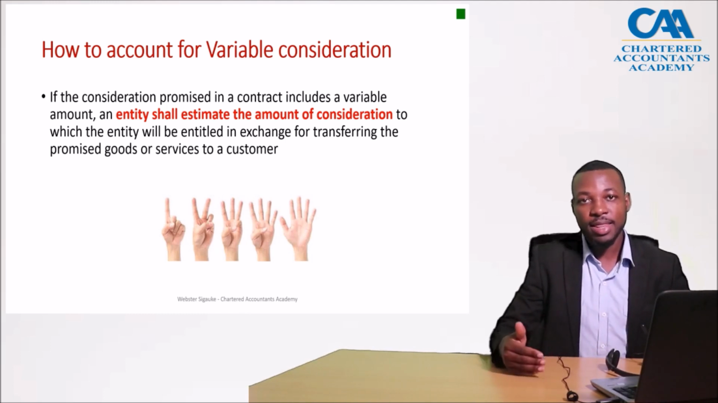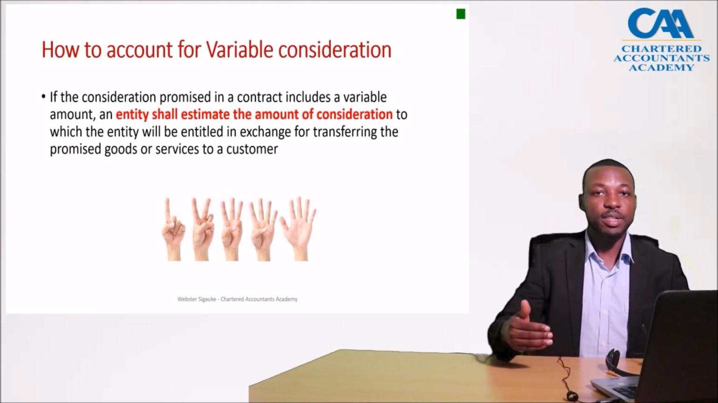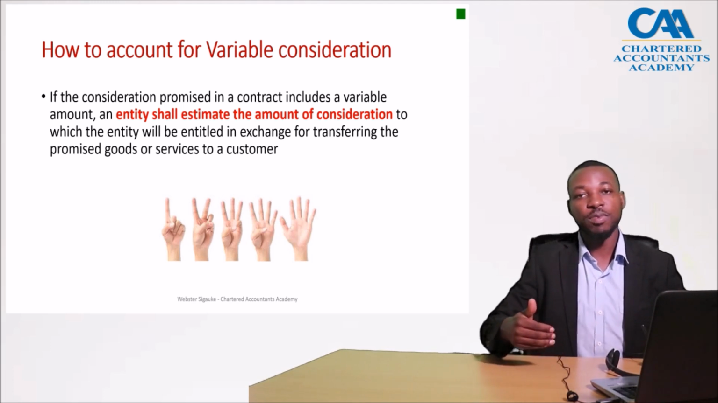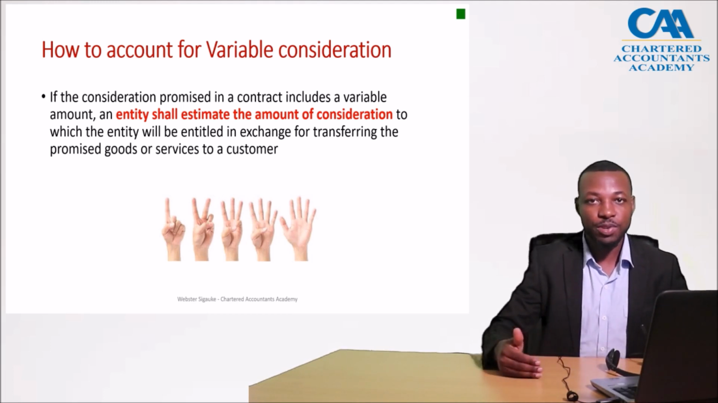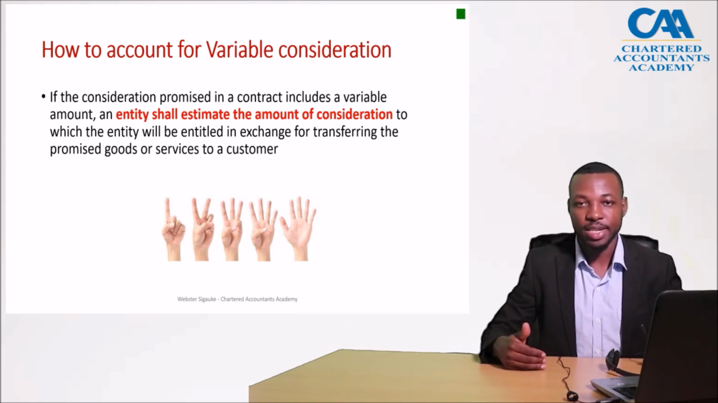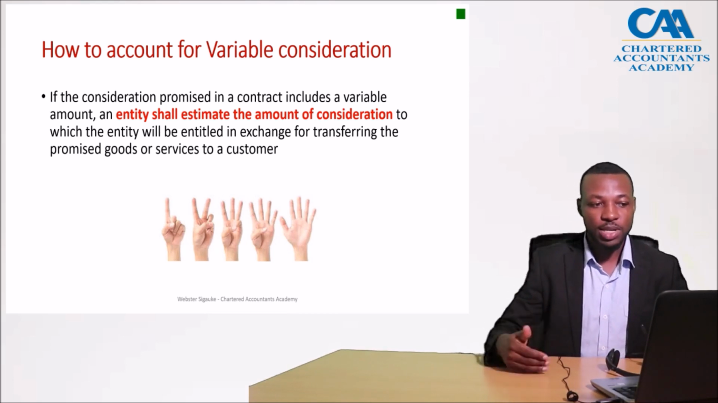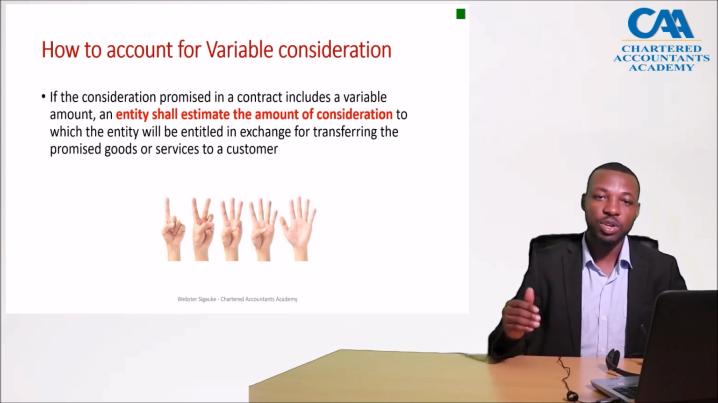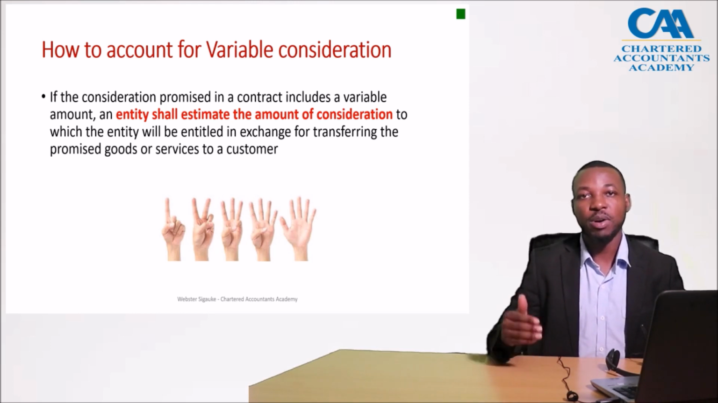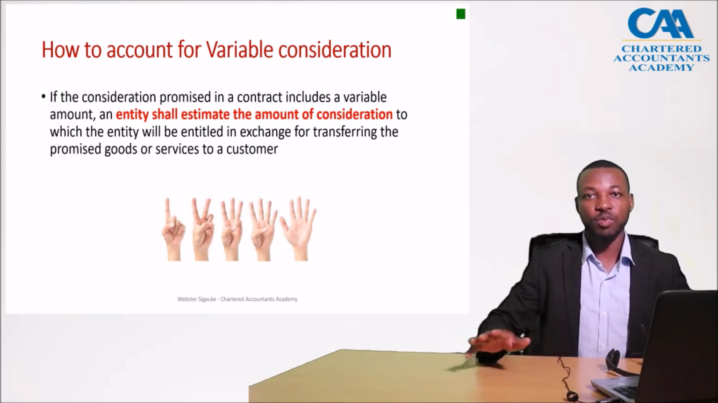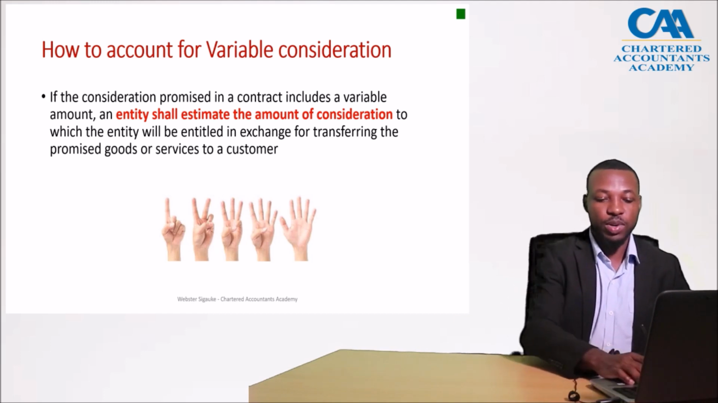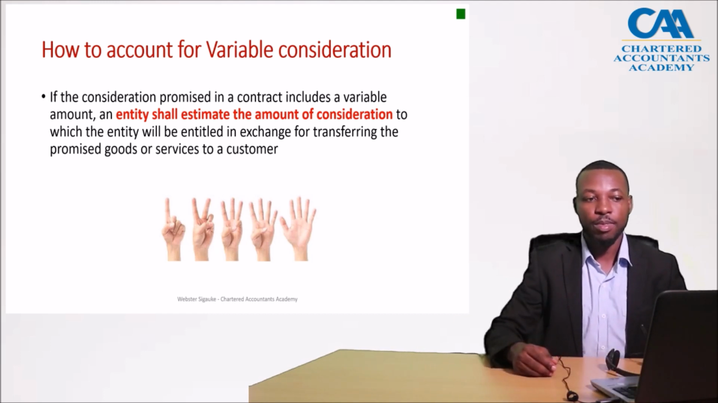And then the other $30, which I'm expecting to refund back, I need to account for it separately, not as revenue, but as a refund liability, which I have. So each time you've got variable consideration, you need to estimate the amount of the consideration which you think will not be reversed. That is what you then recognize as your revenue.